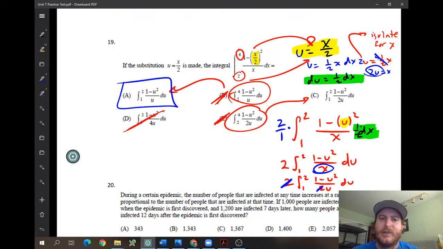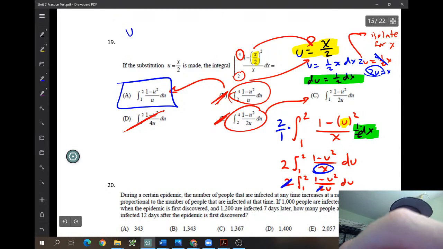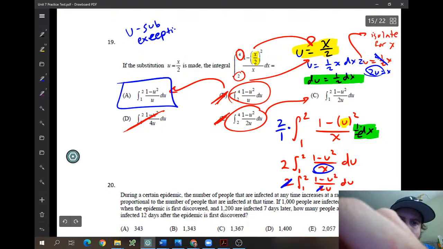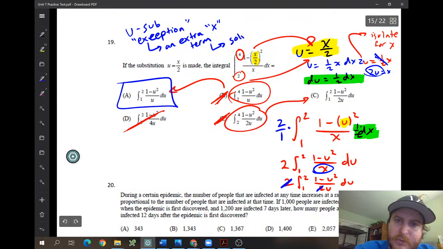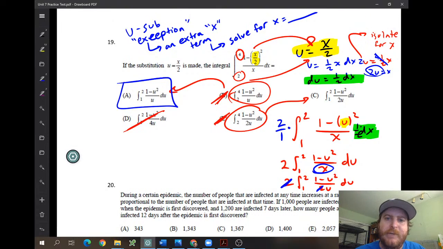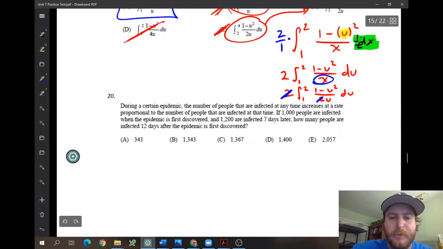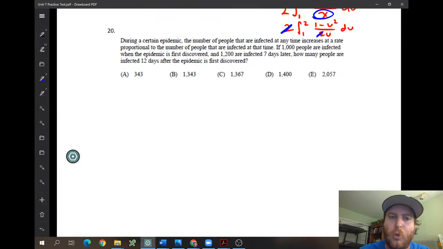Really hard question, because this is basically the u-sub exception, which is where this happens whenever you have an extra x. And when you have that, you have to solve for the x, kind of what we did over here. But at least, if that's something you're not as confident with, I think everyone could get to that 50-50 shot. Okay, and then last one, and then I'll do one more question that's kind of a bonus for you guys who are here watching the stream.